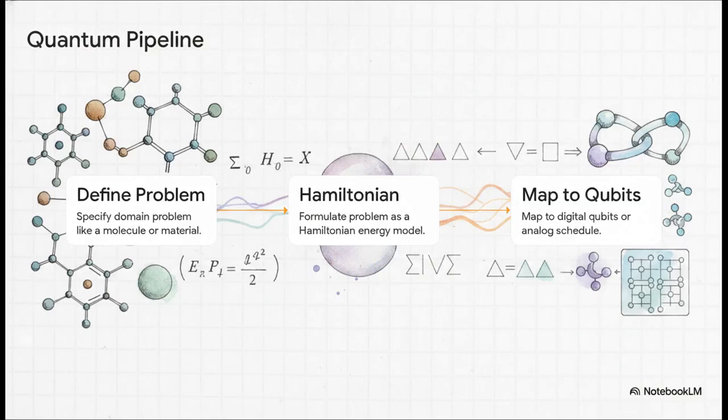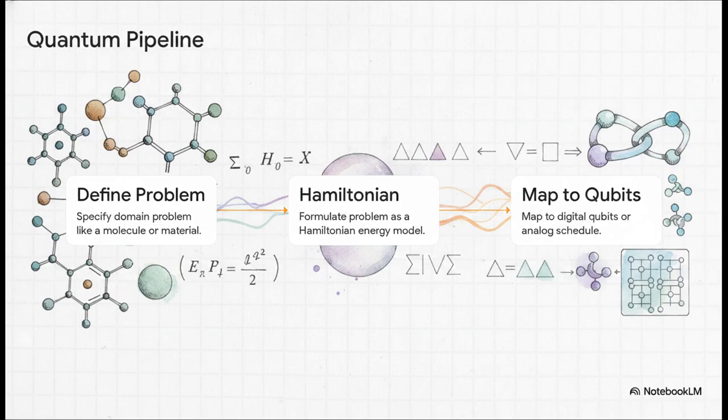So how do we actually translate a real problem in nature into quantum code? Well, here is the high-level pipeline. Step 1 is defining your domain problem. Maybe it's a specific molecule or a complex magnetic material. Step 2 is formulating that exact problem as a Hamiltonian, which is essentially just a rigorous mathematical model of the system's total energy. And then step 3 is where the actual programming happens.